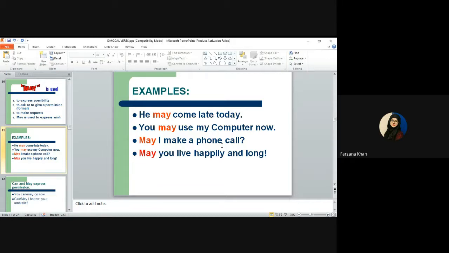In the last sentence, you can see, may you live happily and long. The other use of may is to express a wish. Here in this sentence, may has been used to express a wish. May you have success in your life, may you live long, may you live happily and long. So these are wishes. So may is also used to express a wish in a sentence.